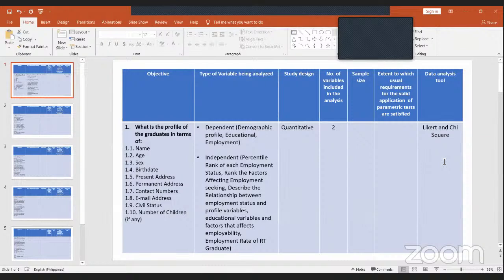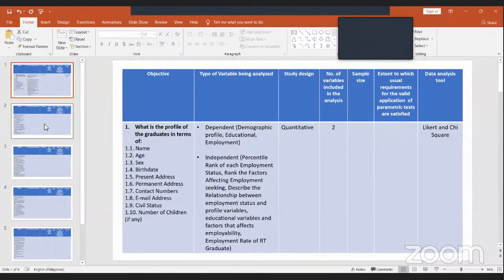Especially that you added analysis part, okay? So ano yung ina-analyze natin? Yung association nung edad, nung year na nag-graduate, nung sex, nung civil status dun sa employability ng mga graduates, okay? And that, what is the statistical data analysis tool that you will use? You can use either Pearson or Spearman. It all depends on the nature of your data, so whether you make use of quali or quanti data.